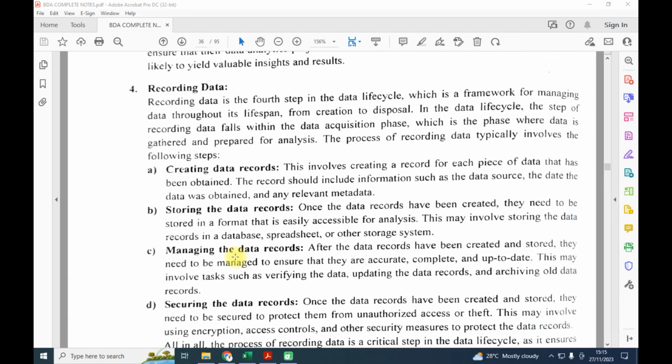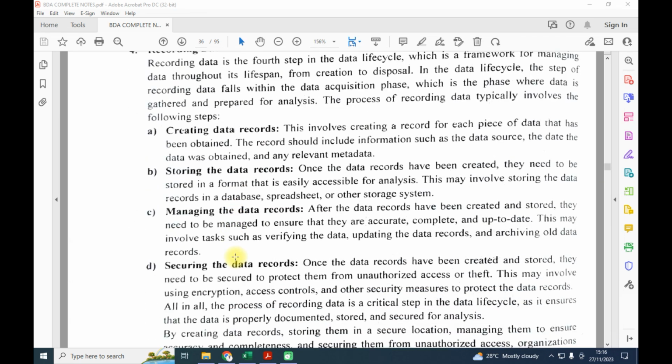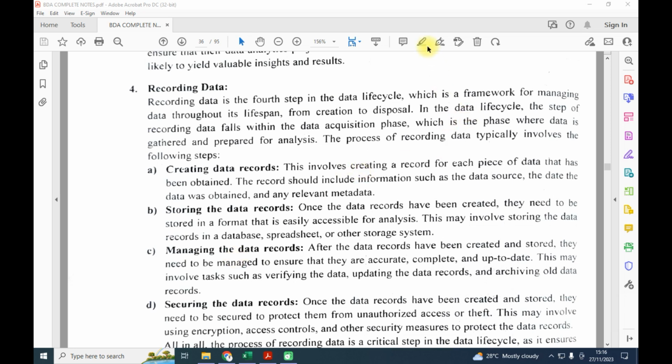The next stage, number 4, is recording data. It is the fourth step in the data life cycle, and in the data life cycle, the step of recording data falls within the data acquisition phase. We talked about the data acquisition phase, which is the phase where the data is gathered and prepared for analysis.